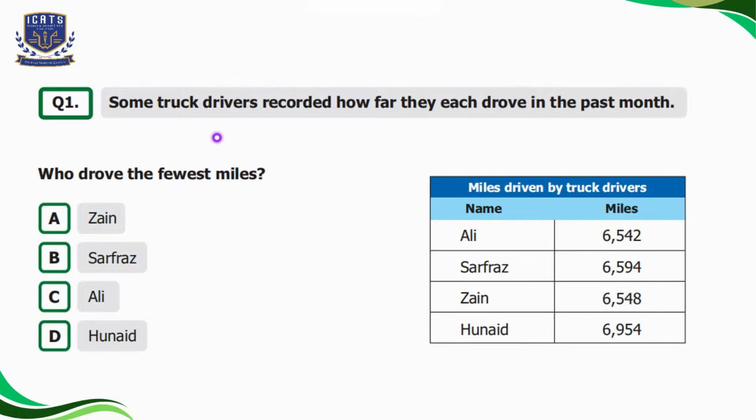Question number 1. Some truck drivers recorded how far they each drove in the past month. Who drove the fewest miles? Option A is Zan, option B is Sarfraz, option C is Ali and option D is Hunad.